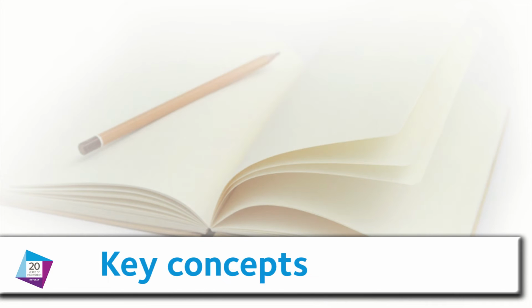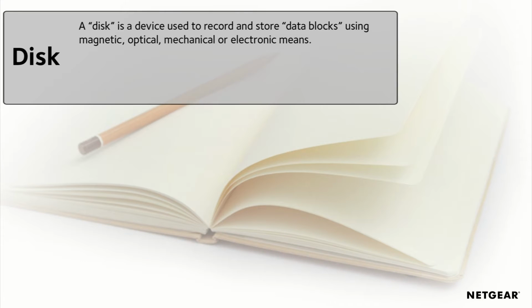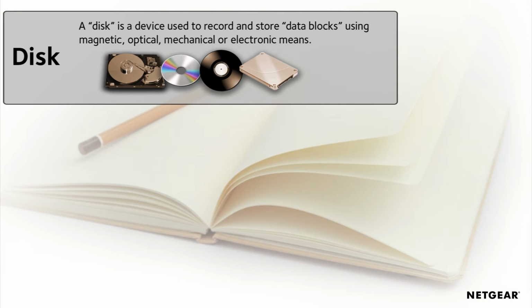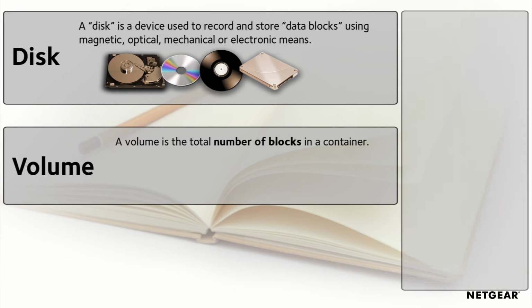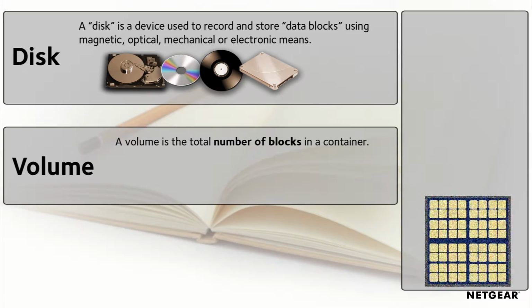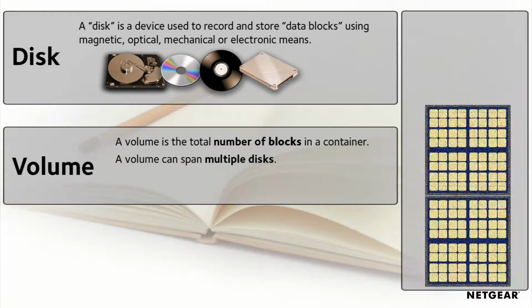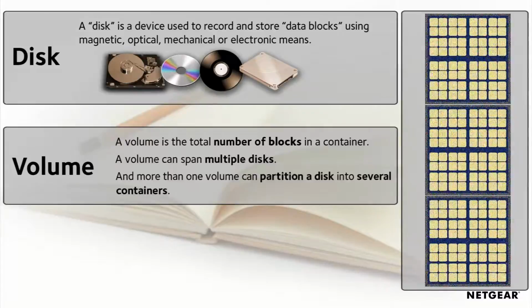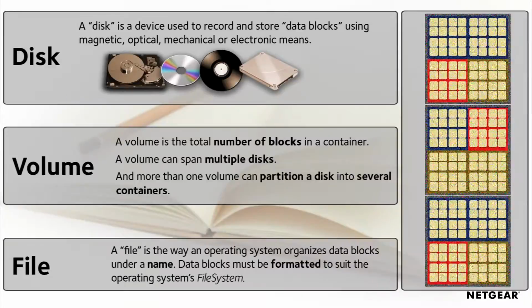Key concepts. A disk is a device used to record and store data blocks using magnetic, optical, mechanical, or electronic means. A volume is the total number of blocks in a container. A volume can span multiple disks, and more than one volume can partition a disk into several containers. And finally, a file. A file is the way an operating system organizes data blocks under a name. Data blocks must be formatted to suit the operating system's file system.